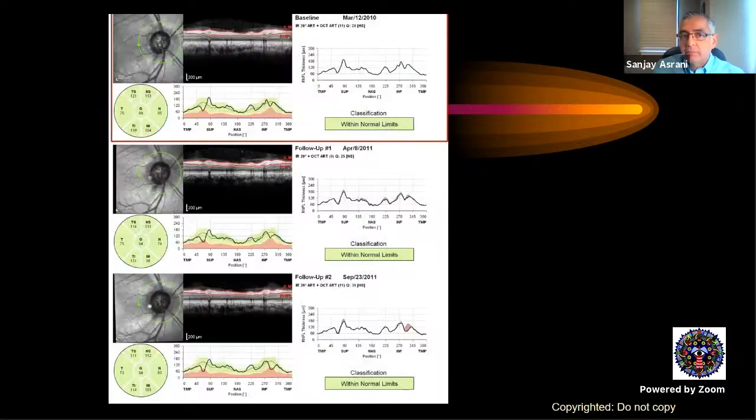How do we do that? Here is an example of progression. This is the baseline image on the top, which is from March 2010. This is the profile.